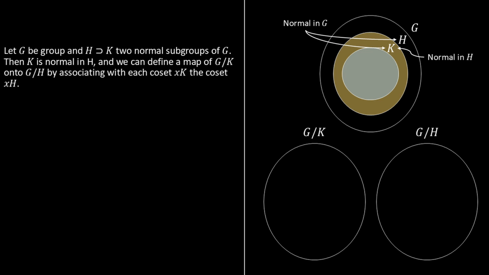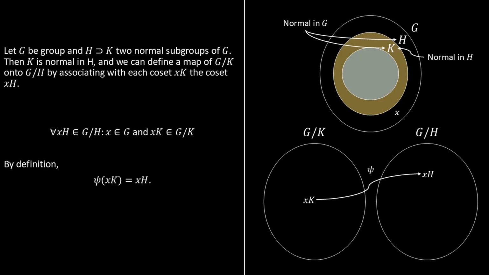To verify that the map is surjective, take any coset xH in G mod H, where x is in G, so xK is in G mod K. By the definition, psi of xK equals xH. This means that every coset in G mod H has a pre-image. Thus, the map is surjective.